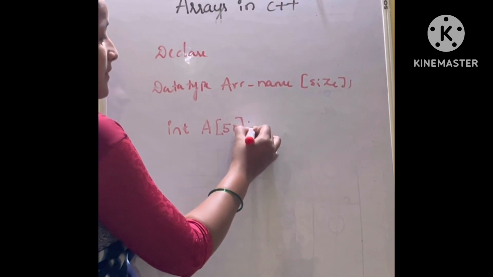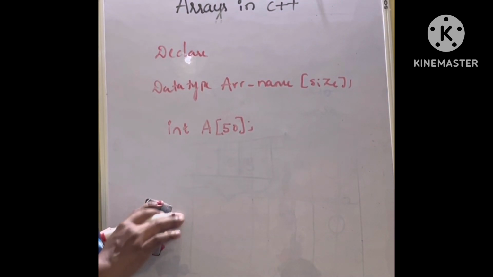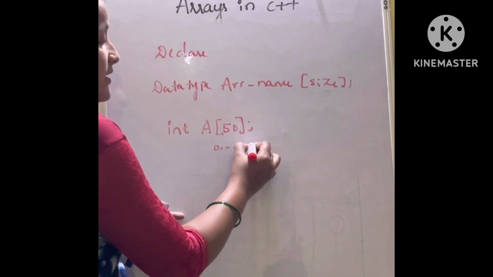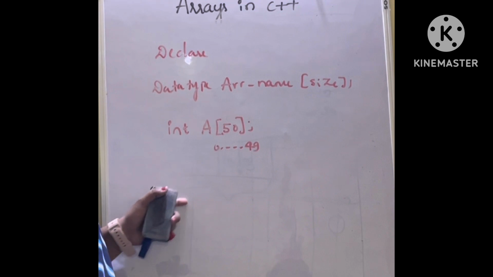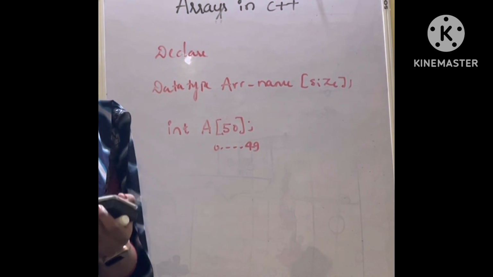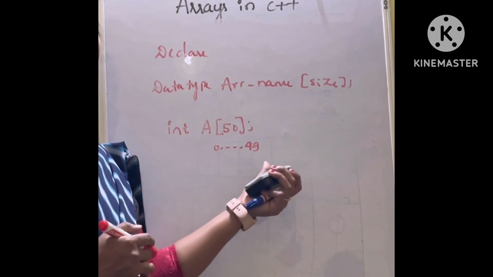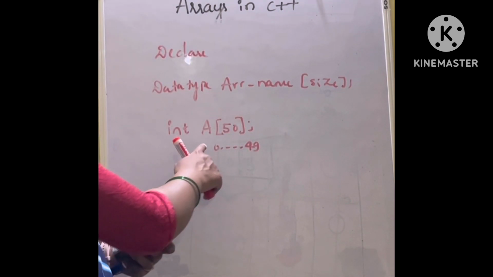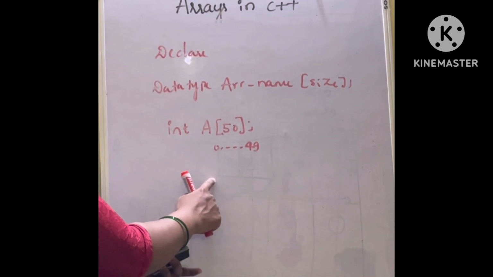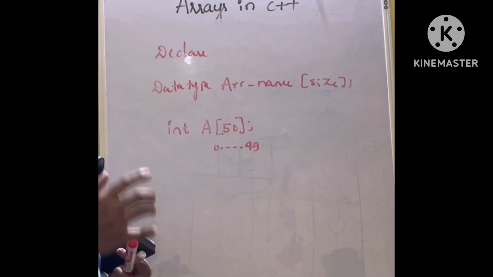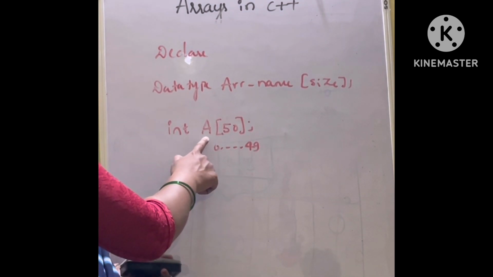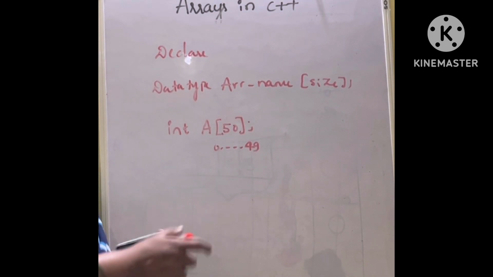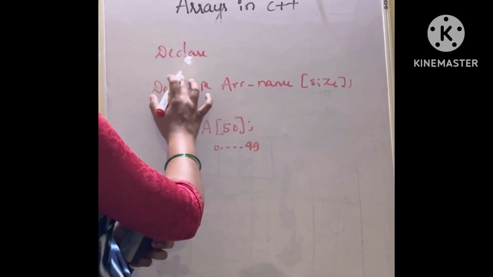So within 50, I can insert 0 to 49, that is 50 values. Suppose I want to store 60 students' computer science marks, I can store them in a single variable. That is possible using arrays. So a[0], a[1], a[2] till a[49], we can store all the values under the single array name. Okay, now this is the declaration.